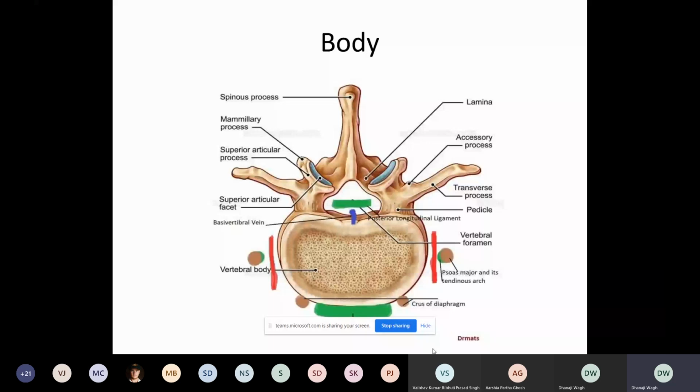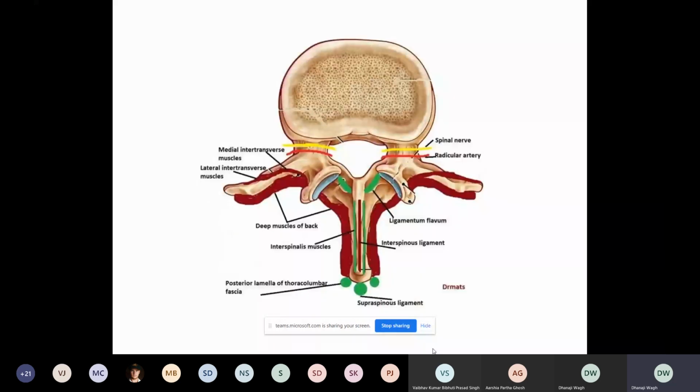Then in the next diagram we can see the relation of the superior vertebral notch towards this pedicle. There is a spinal nerve and the radicular artery. You can see on the lamina there is the ligamentum flavum. On the spinous process you can see the interspinalis muscle and the interspinous ligament attachment.